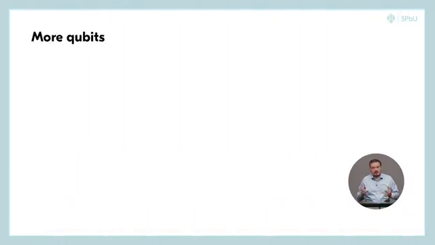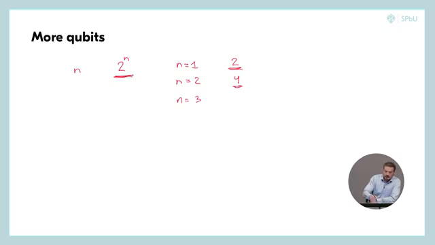Of course, for systems with more qubits than two, if you have, for example, n qubits, we will have vectors in spaces with number of dimensions 2 to the power n. So for n equal to 1, we have 1 qubit, which is a vector in the space with 2 dimensions. With n equal to 2, we have 4 dimensions. With n equal to 3, we have 8. With n equal to 10, we have 1024.